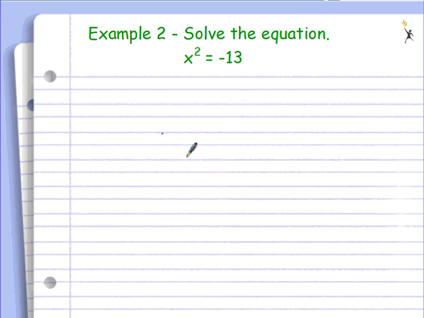Okay, let's try our next example. Simpler, actually. I have x squared equals negative 13. So there's not much to do here. You're going to square root both sides. And that gives me that x is equal to the square root of negative 13, which I can't do. So then it just becomes the square root of 13i.